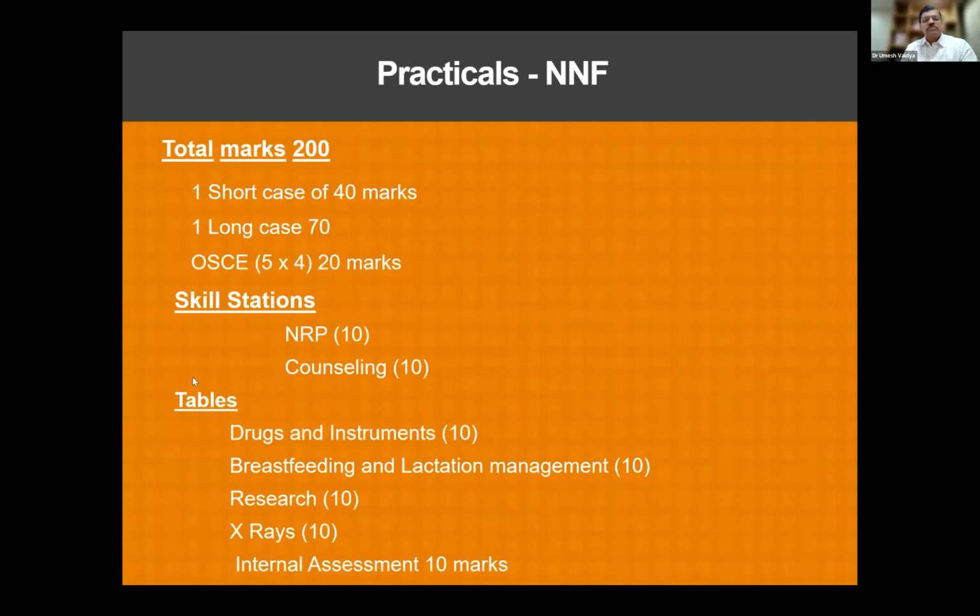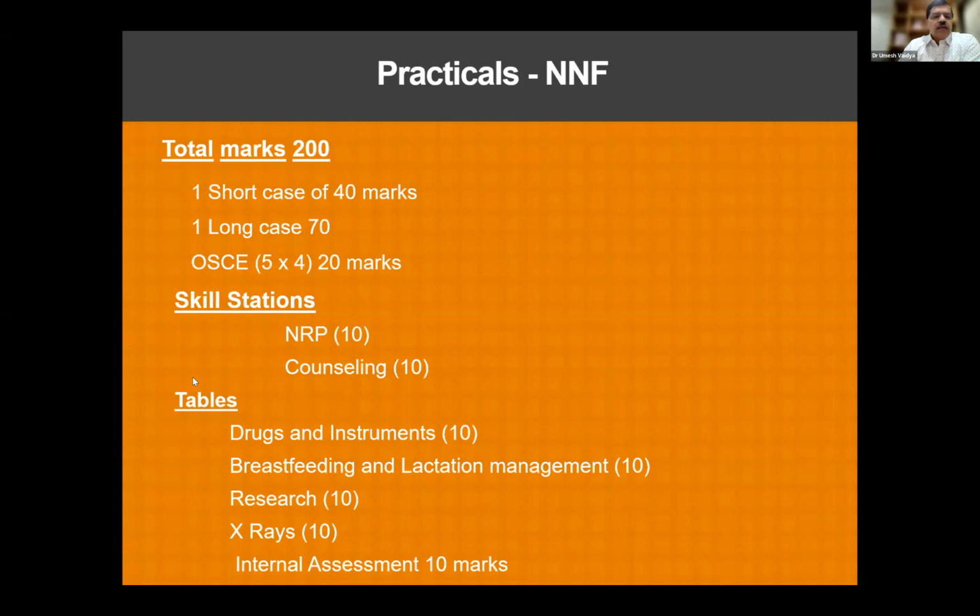Now coming to the practical, you must know how the marking is done. The total marks for the practical is 200. You have 1 long case of 70 marks, 1 short case of 40 marks, and OSCEs which have 20 marks. There are 2 skill stations where you are given certain case scenarios: NRP and counseling, 10 marks each. And there are 4 tables: drugs and instruments, breastfeeding and lactation management, research, and X-rays, plus 10 marks of internal assessment, which has already been scored.